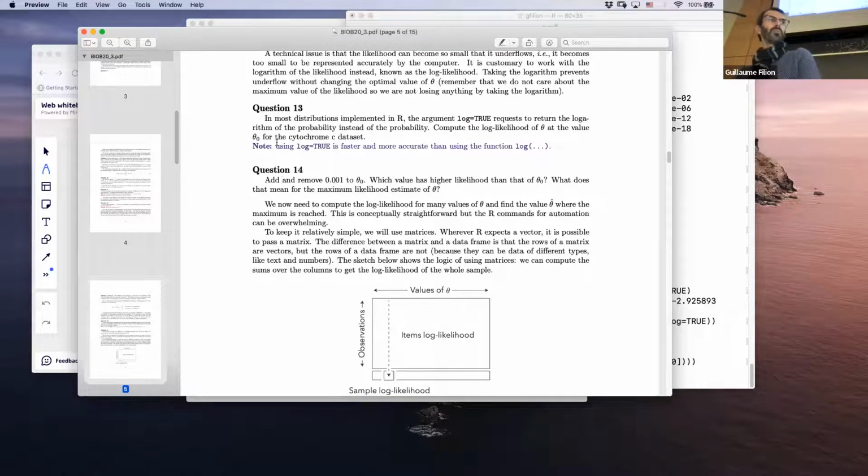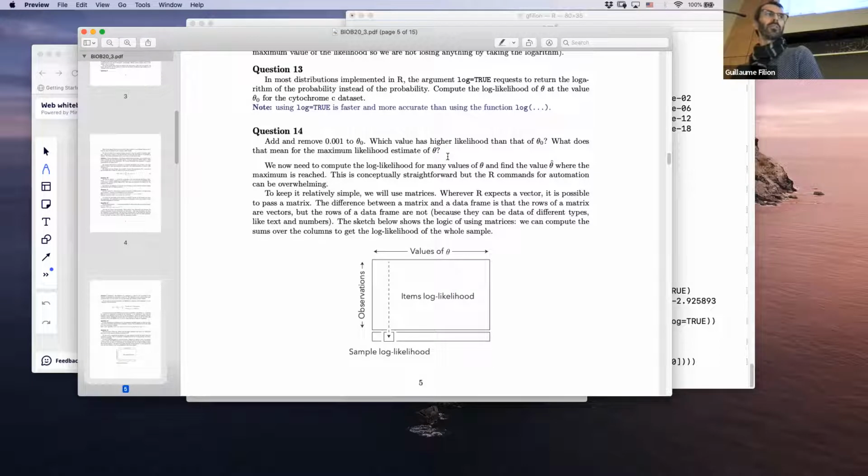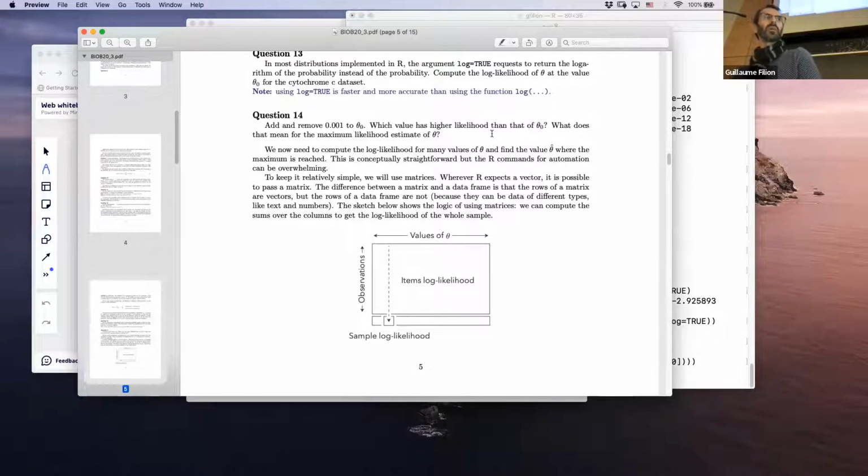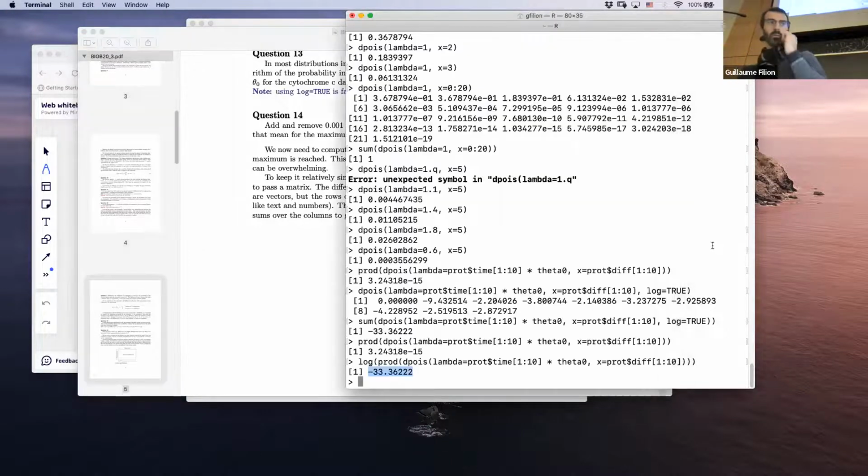Question 14, add and remove 0.001 to theta 0. Which value has higher likelihood than that of theta 0? Okay, I mean log likelihood here, sorry about this. What does that mean for the maximum likelihood estimate of theta? So now that I've got my score, I just need to plug in a different value of theta, and I get a score. And I'm just trying to find the maximum of that score, because the maximum of that score is really where I'm happy with the value of theta. I cannot get a better one.